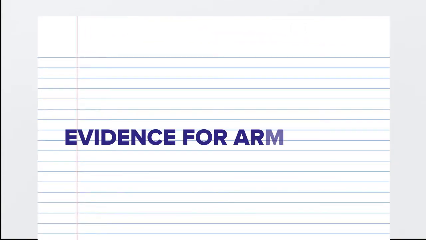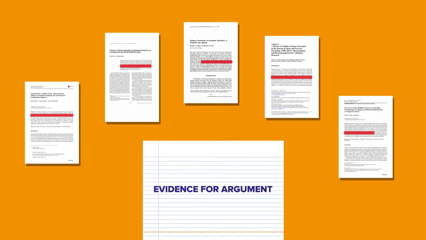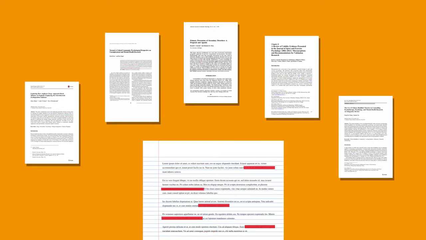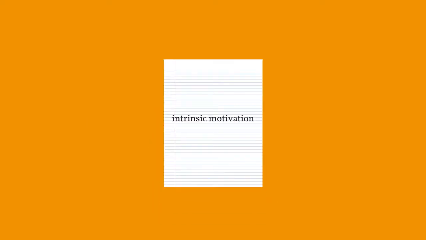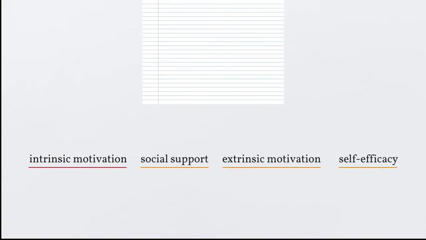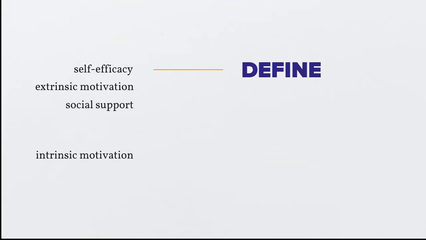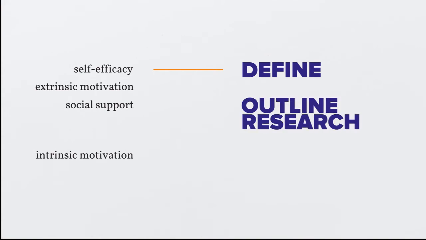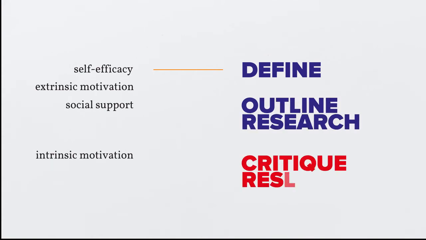Now imagine that the essay body has two parts. In this example, the first part is providing the evidence for the argument. Remember, the research used as evidence needs to be consistent with the variable in your argument, in this case, intrinsic motivation. The second part of the essay body would then be the balanced argument, which really just means filling in the picture by identifying any other points of view or other variables that contribute to the topic in this case. You need to define each one, outline the research on each, and most importantly, critique this research.